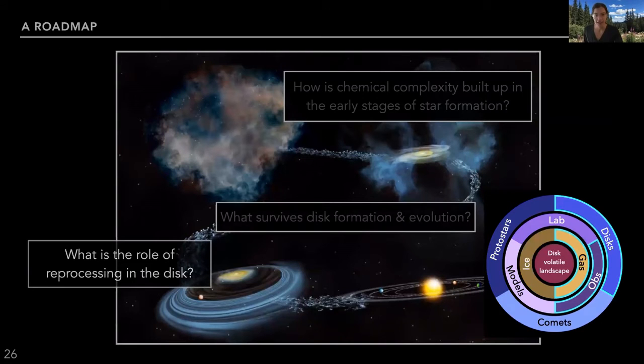All right, so we've seen how we can build up chemical complexity in the early stages of star formation, and that some of this complexity can indeed survive the stages of disk formation and evolution. So I now want to talk about the role that reprocessing within the disk is playing in shaping the end compositions of planet forming material.